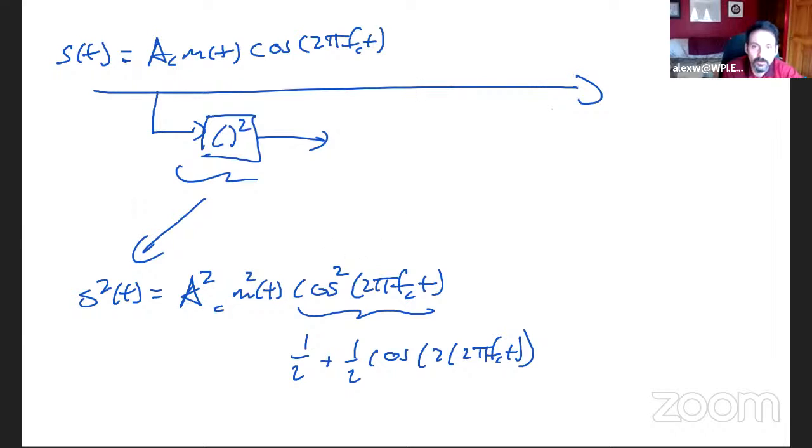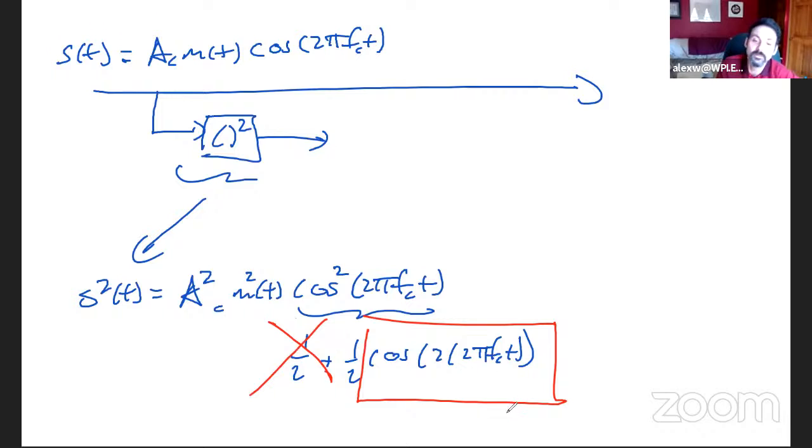Tell me what you want and really, really want. And that's what I want, what I really, really want. I don't want the DC term. I want the double frequency term.